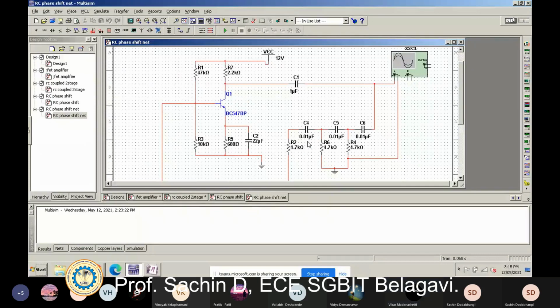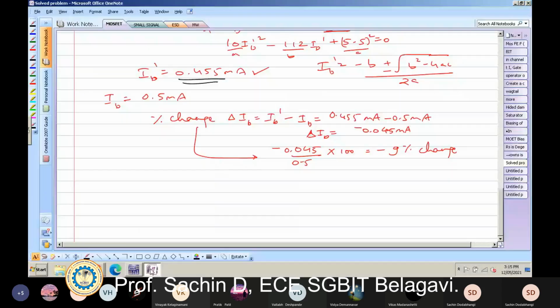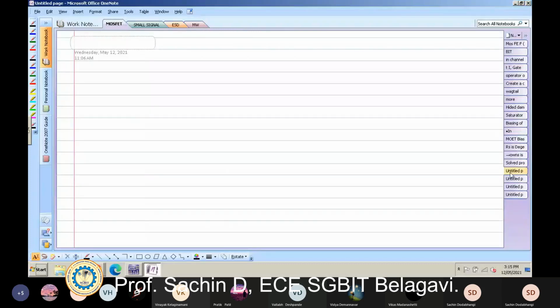Okay, and the R value is 4.7 kilo ohm. So if I want to find the frequency of oscillation for this BJT circuit, suppose R was 4.7 kilo ohm and C was equal to 0.01 microfarad.